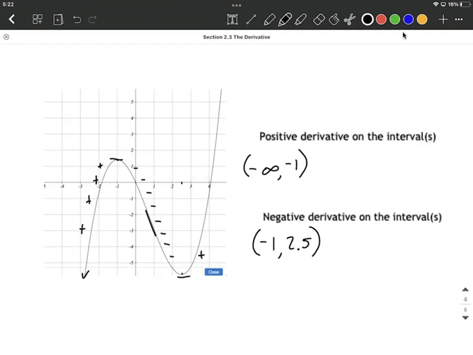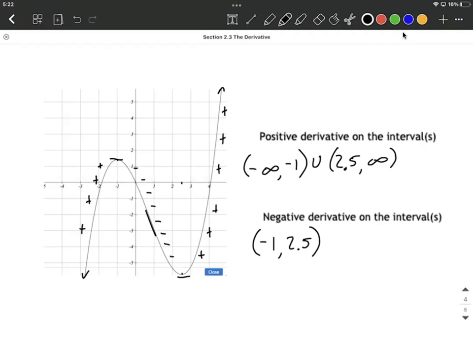From there, we start increasing again, telling us that our derivative is going to be positive. So that goes from 2.5, continues on forever to the right, so to infinity. We'll toss a union symbol in between there. And that's how we can answer this question.